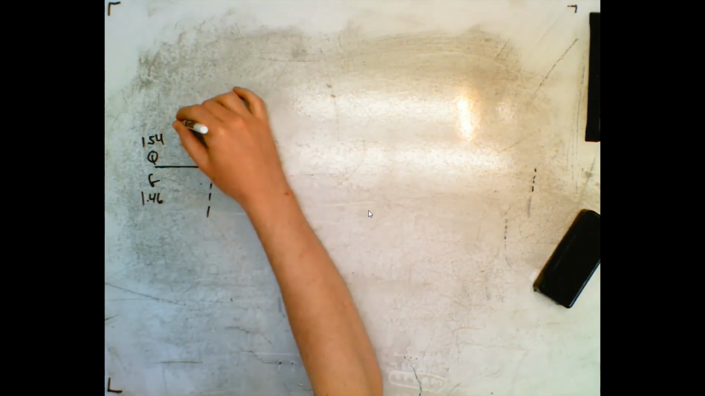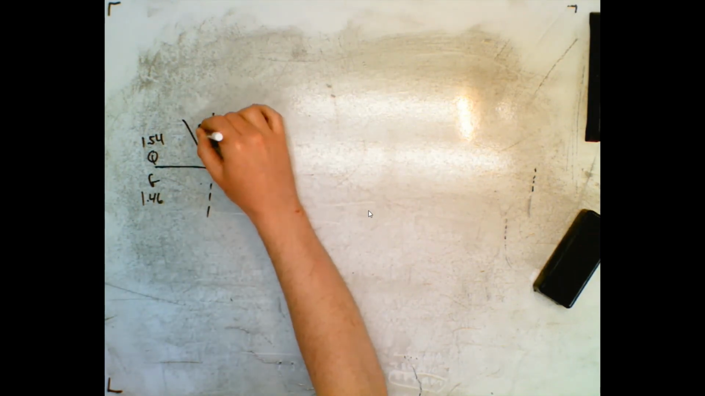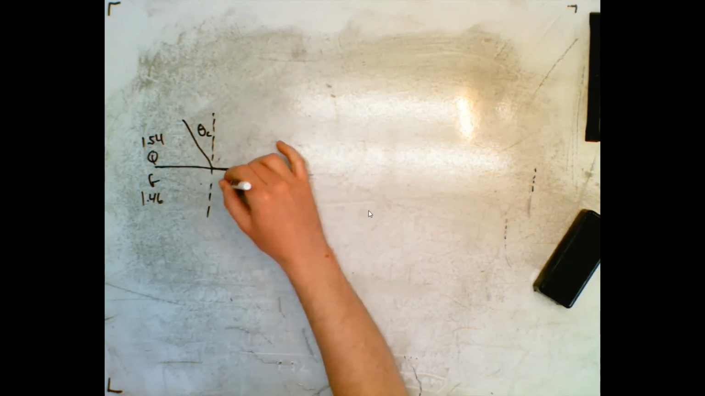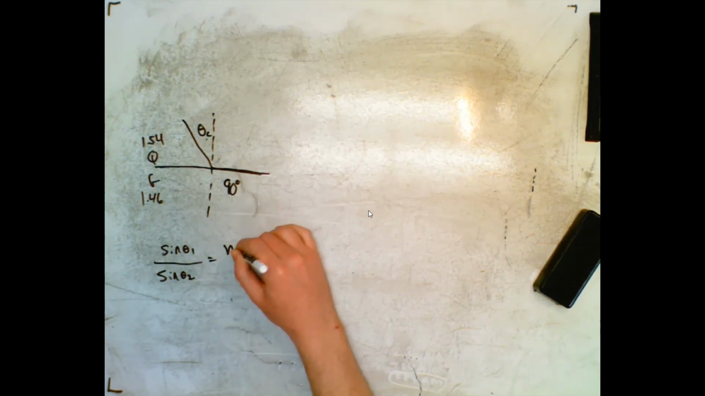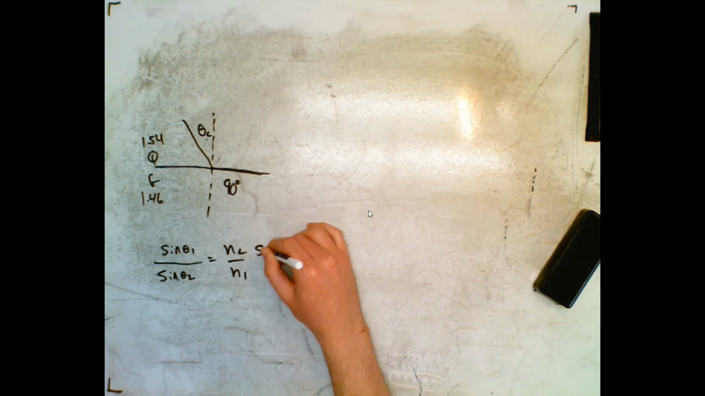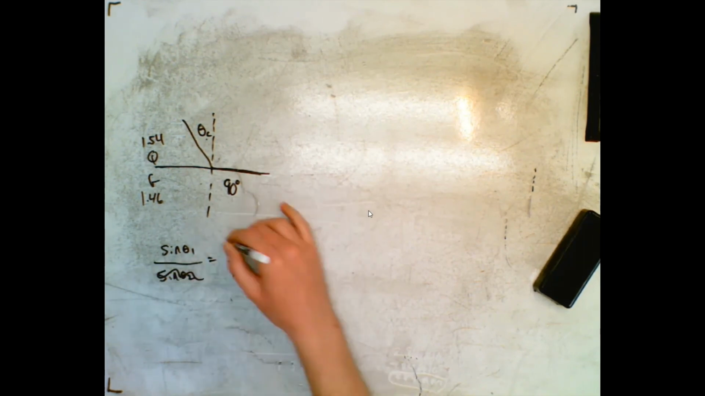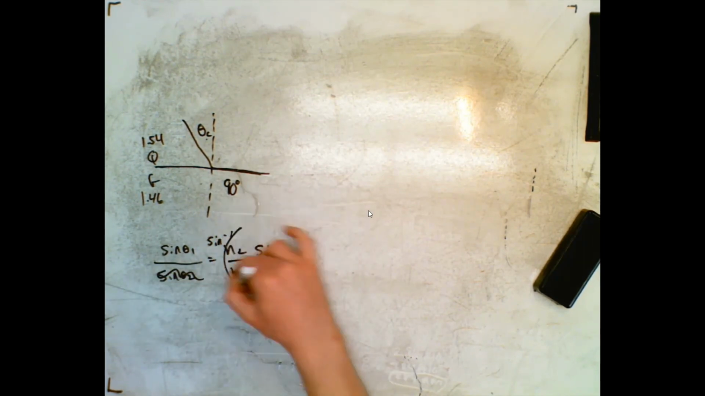Okay, so we come in. We want to know what this angle is, and we know that this one is 90 degrees. So we're trying to find this angle here. We're trying to find sine theta 1 over sine theta 2, and we're going to use N2 over N1, and then move sine theta 2 over here, and then sine negative 1 of this right here.